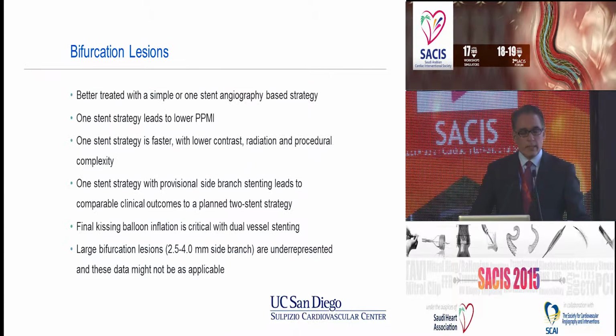So in conclusion, based on the current data, bifurcation lesions are clearly better treated with the single stent approach with provisional side branch stenting. The provisional side branch stenting has ranged from 4% to 38% in the various trials. The one stent approach leads to lower peri-procedural MI, less contrast, less procedural complexity. Overall clinical outcomes with the provisional stenting approach with respect to long-term MACE are comparable to the two stenting approach. Final kissing balloon inflation is critical, though, when you use two stents because it lowers long-term stent thrombosis.